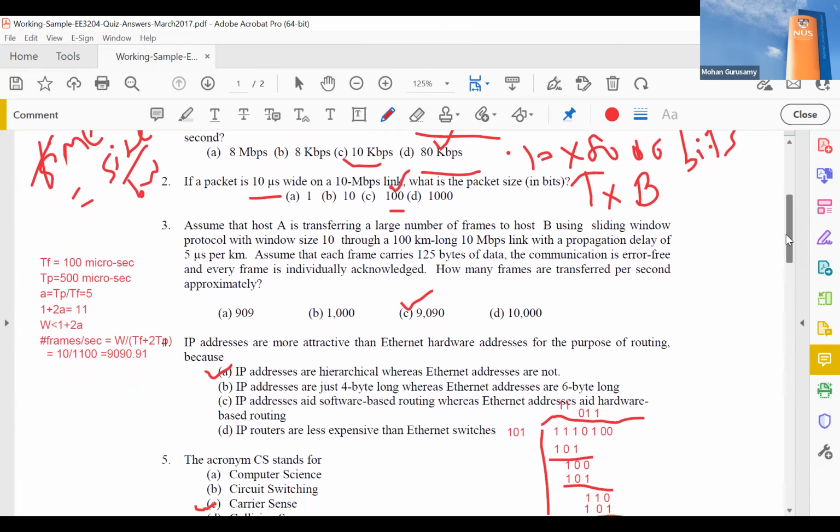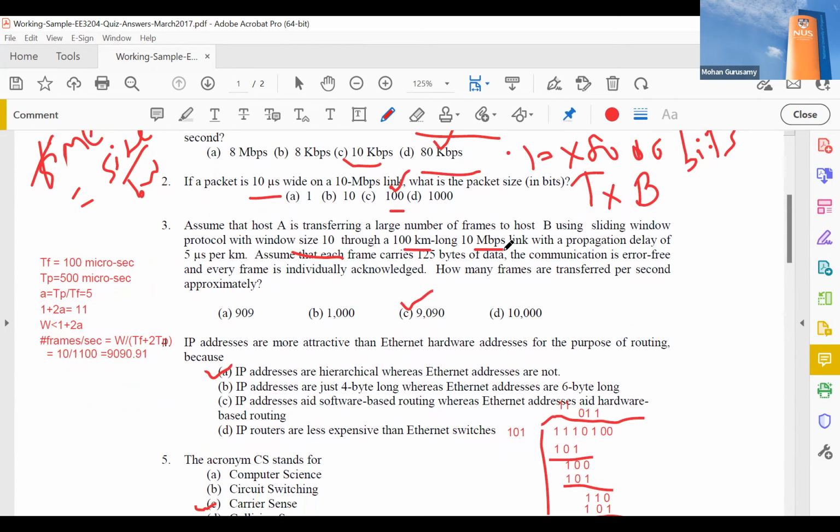Question number 3, assume that host A is transferring a large number of frames to host B using sliding window protocol with window size 10. W is 10. Through a 100 kilometer long link, 10 Mbps link.